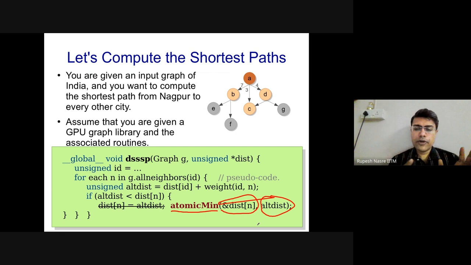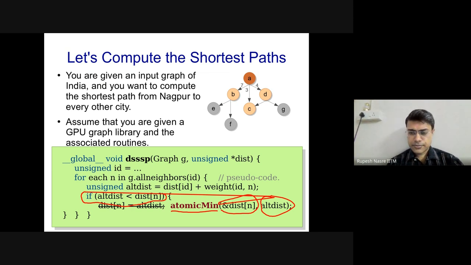That is, you will see either the old value of distance of n or the new updated value, which is going to be either the same value or updated with the alternative distance, whichever is the minimum. And therefore, this particular condition becomes a little redundant, although it is kept here for performance reasons. That is, atomic instructions are costlier than the usual reads and writes, and therefore you might want to precede with this condition anyway, although the code will work even if you don't have this particular condition. All right. Any questions so far?